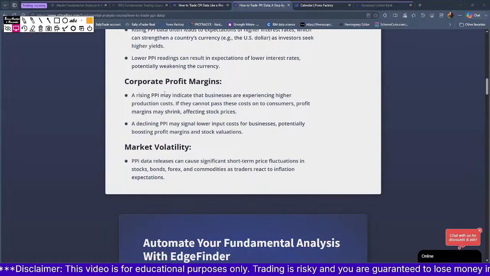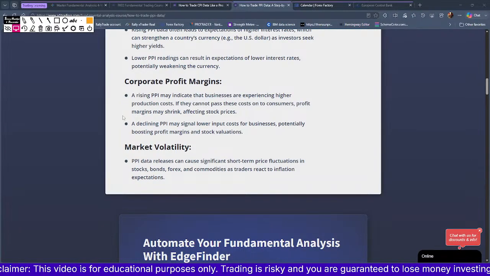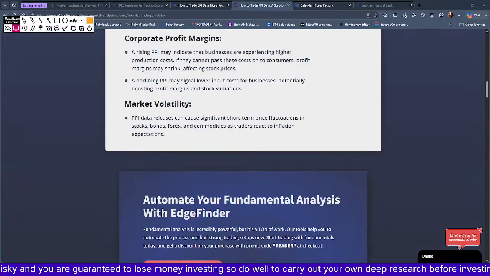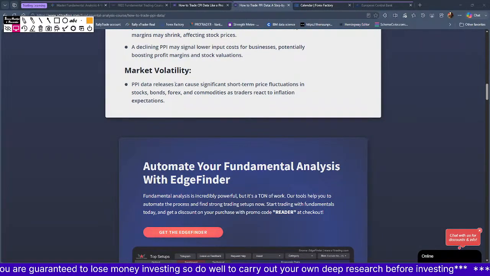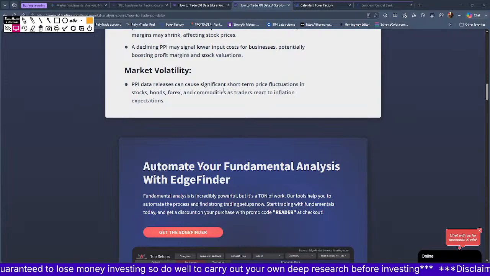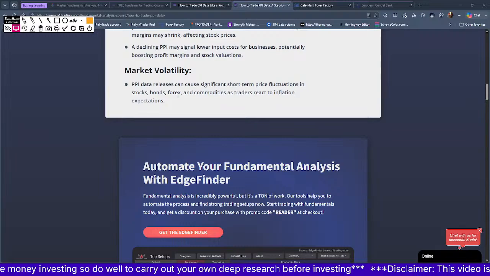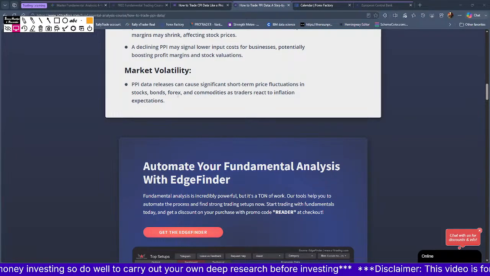Corporate profit margin. A rising PPI may indicate that businesses are experiencing higher production costs. If they cannot pass this cost onto the customer, their profit margins will shrink and it will affect their stock price. A declining PPI may signal lower input costs for businesses, potentially boosting profit margin and stock valuation. Market volatility. PPI data releases can cause significant short-term price fluctuations in stock markets, bond markets, forex market, and also commodities as traders react to inflation expectations.